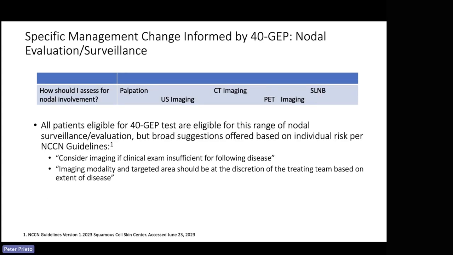Now for nodal evaluation and surveillance, again, all patients eligible for the 40 GEP DecisionDx-SCC test are technically eligible for this range of nodal surveillance evaluation, but again, broad suggestions offered based on individual risk per NCCN guidelines really do not provide for a clear path that aligns with a patient's true risk. It's also clear from other cancer types that when surveillance imaging is targeted to the patient with the highest risk of disease progression, you can identify smaller tumors sooner that have favorable treatment responses.